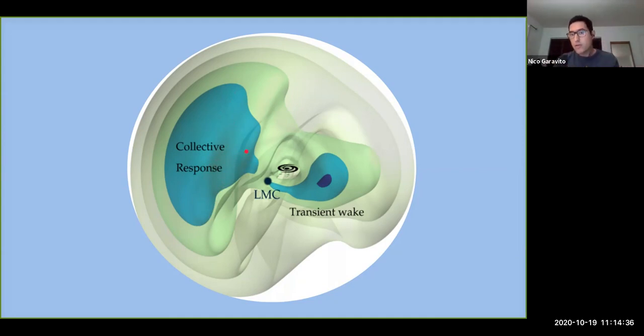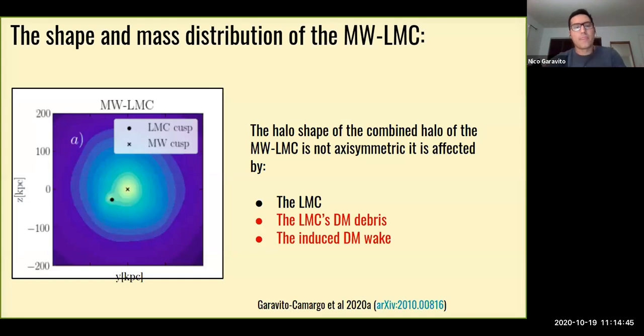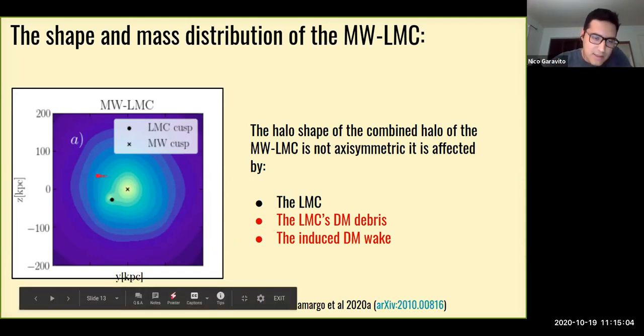if you just take into account the particles from the Milky Way. But the LMC is also there, right? So there are three things that affect the shape of the Milky Way halo: the presence of the LMC itself, the particles that belong to the LMC, so the dark matter particles that now belong to the Milky Way, and the wake and the halo response that I showed earlier, right? So this is the density in this figure. I'm showing the density of these three components combined.